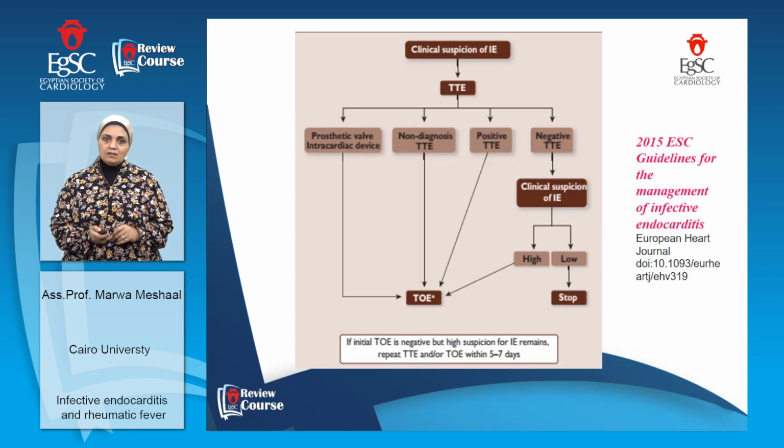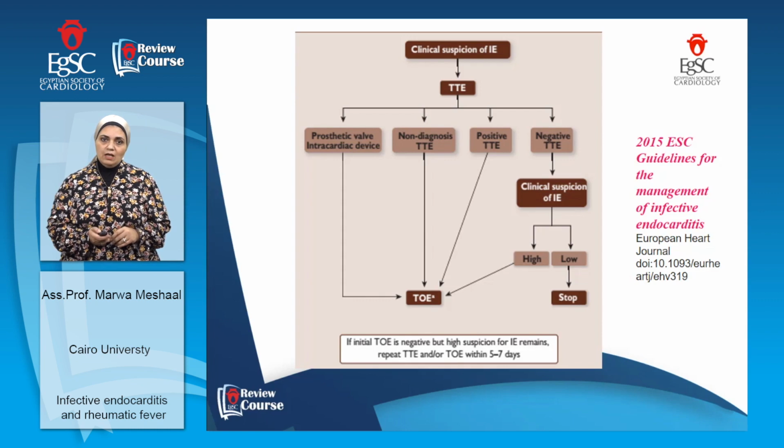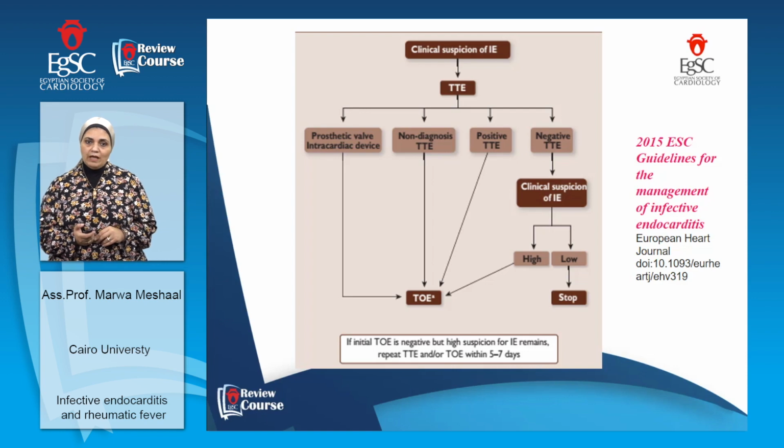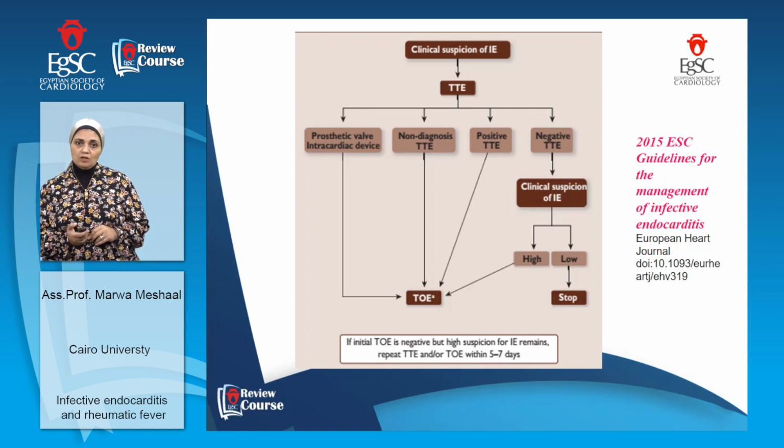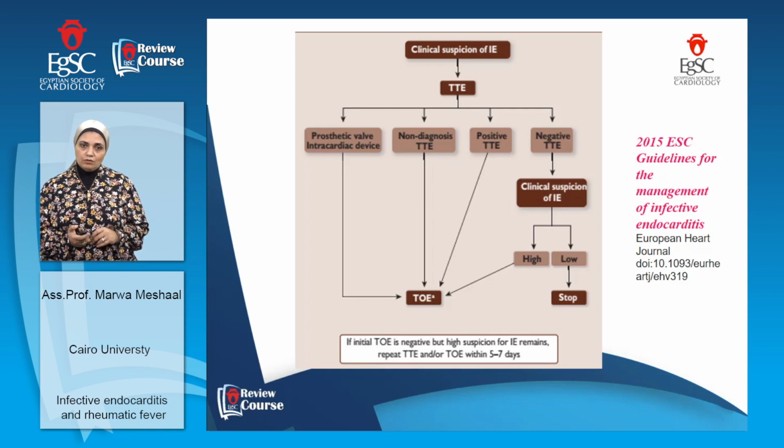This is the algorithm for how we proceed with echocardiography imaging for a suspected infective endocarditis patient. If you have a suspected case and this is a prosthetic valve, you have to proceed immediately to the transesophageal. You don't count on the transthoracic image alone. If the transthoracic image is non-diagnostic, the echo images are not satisfactory, and the clinical index of suspicion is high, you have to proceed to transesophageal echocardiography.